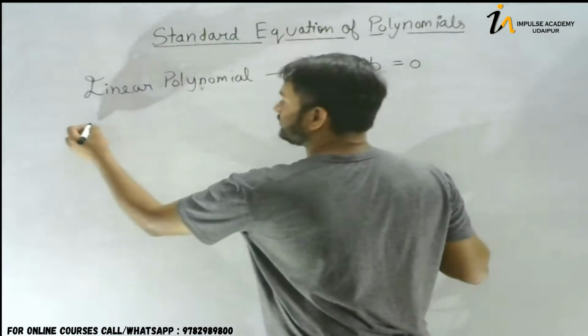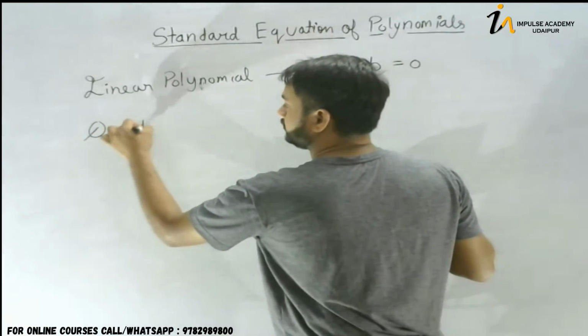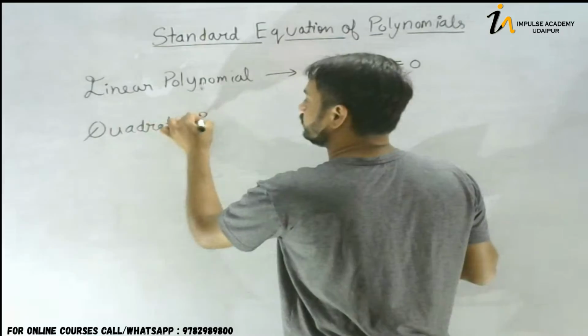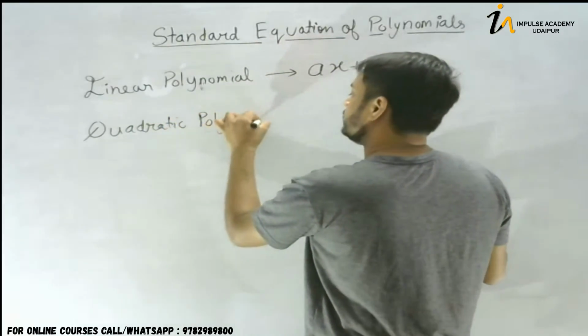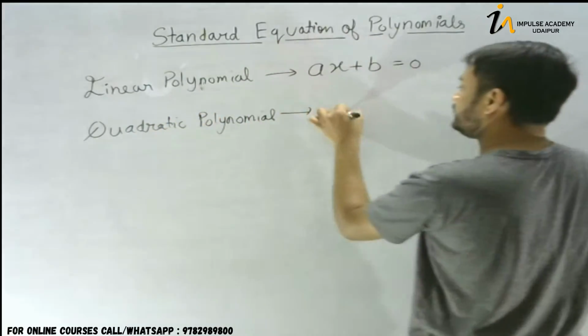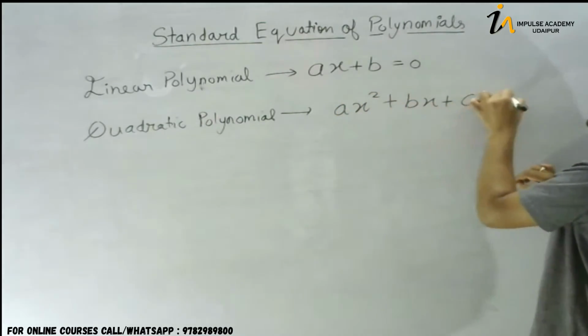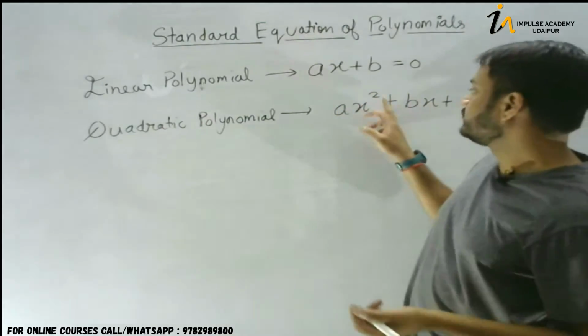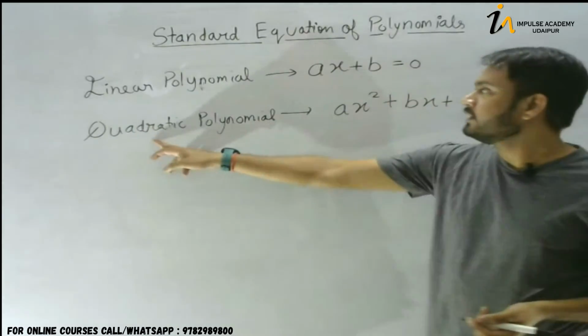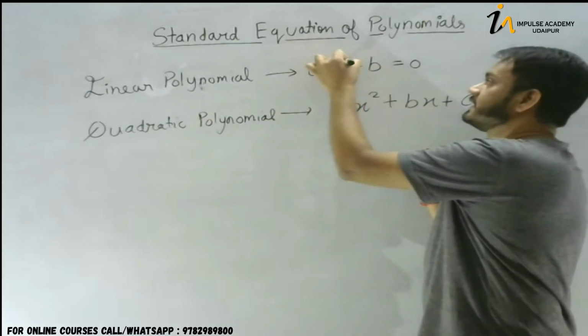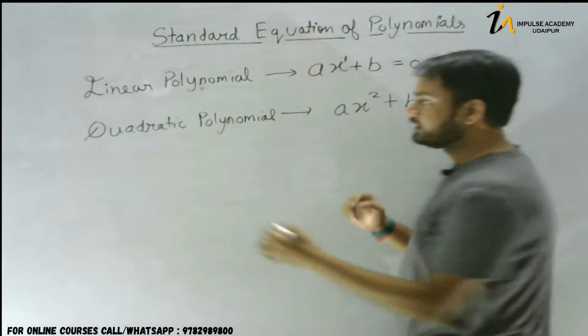Now the second is the quadratic polynomial. It is given by ax square plus bx plus c equals 0. You always know that if the degree is 2, it is quadratic. If the degree is 1, or nothing is written, then it is 1, so it is linear. And now the cubic polynomial.